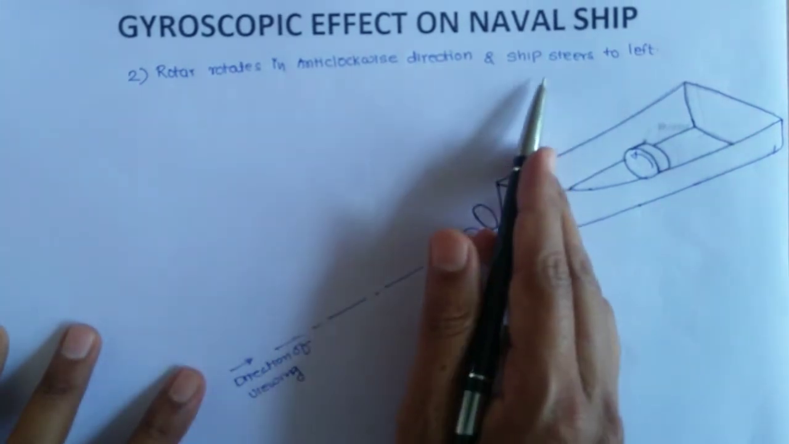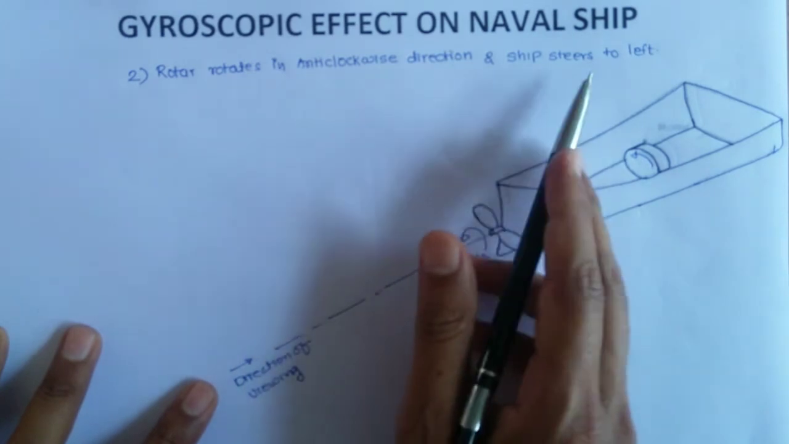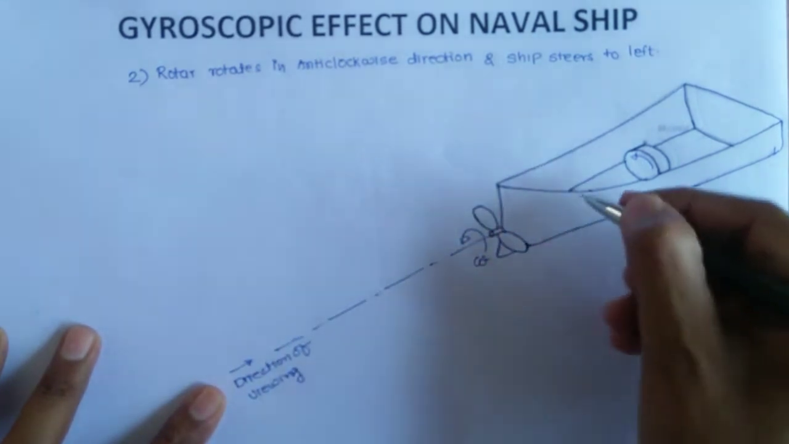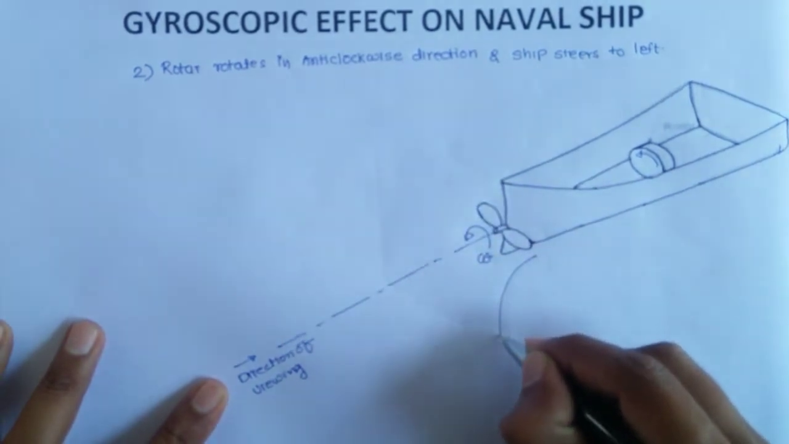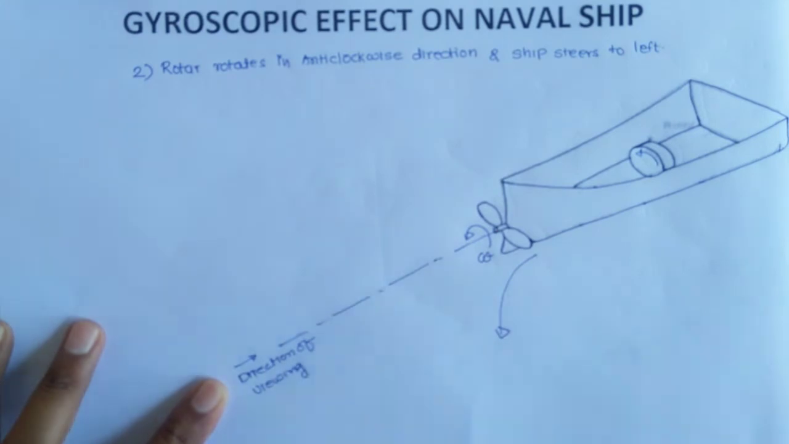And our ship steers to the left. That means our ship is taking a left turn. So when we imagine that we are sitting inside the ship, then our ship is taking a left turn. So this is a left turn.